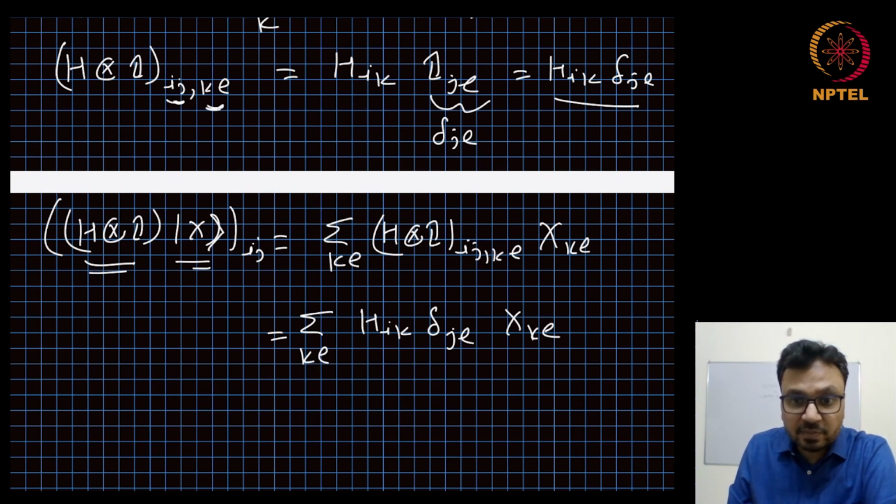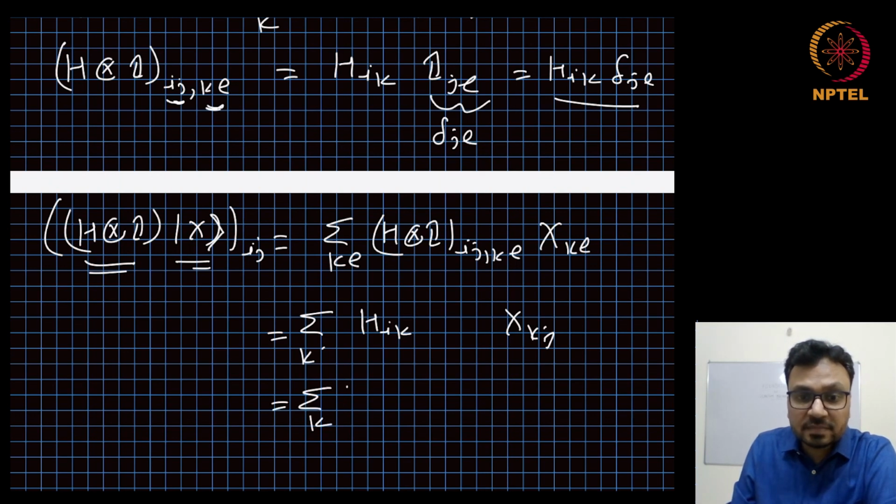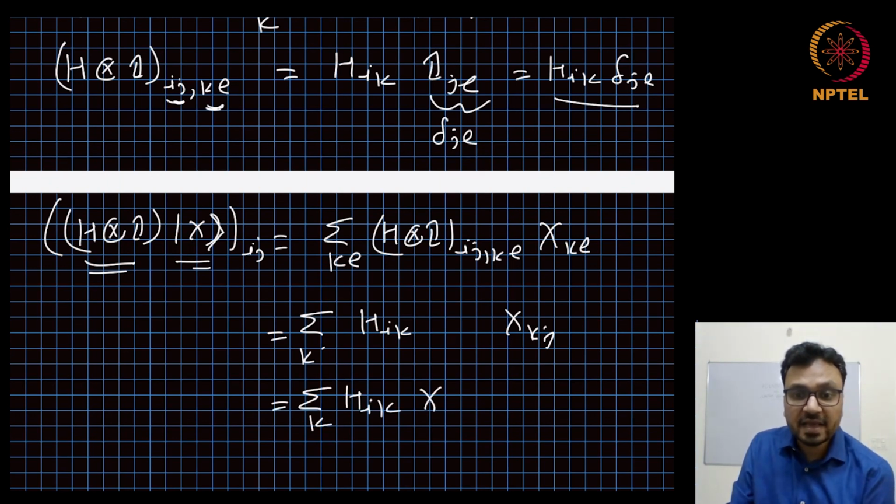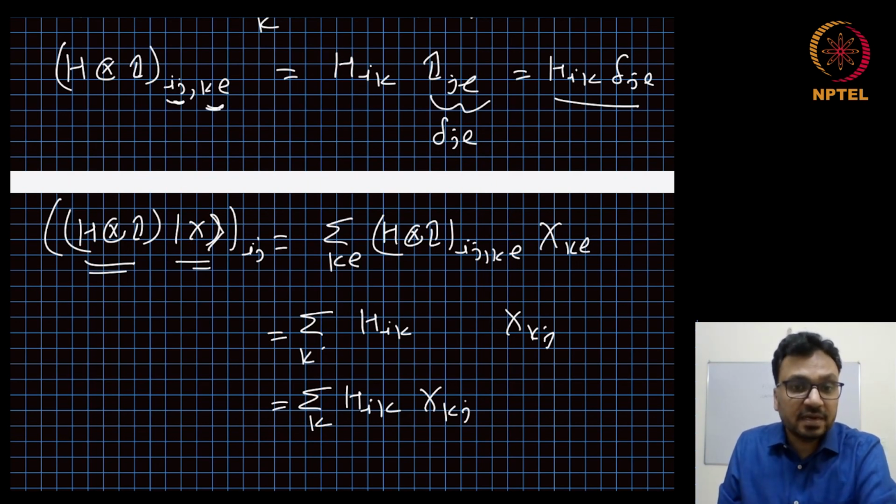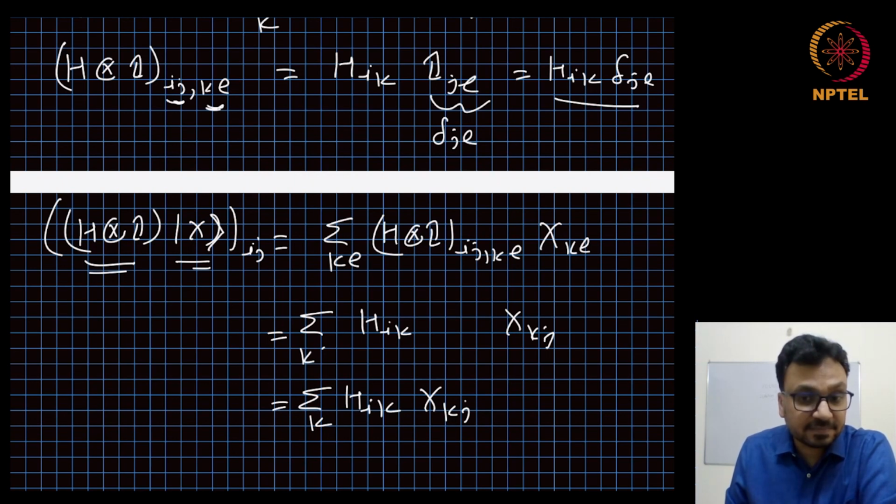Now if we take the sum over l, then we can replace all the l with j, and we are left with sum over k of Hik xkj. So H tensor identity acting on a vector x, and the ijth element of that, is as if we have taken H times x matrices.